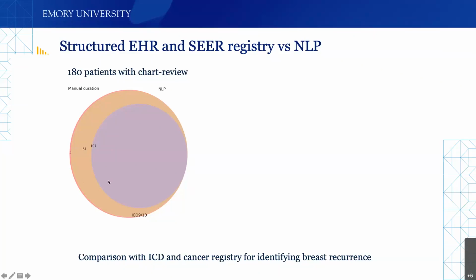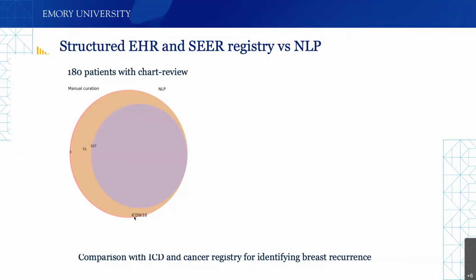As you can see, the NLP model and manual curation were very close to each other. We missed only 3 patients. We missed them because the manual curators were looking at medications and other types of procedure codes to fill that gap, but in NLP we were only analyzing clinic notes, so we missed those 3 patients. Other than that, NLP performance was very close to the manual performance. But when we analyzed only ICD-9 and ICD-10 codes, we missed a lot of patients who had recurrence. So this shows that NLP can capture a lot of outcome data which was not properly captured by structured information.